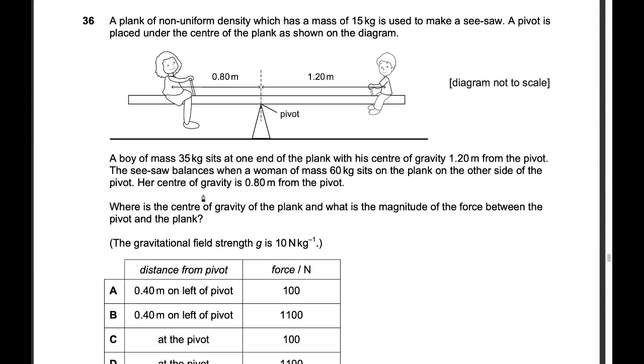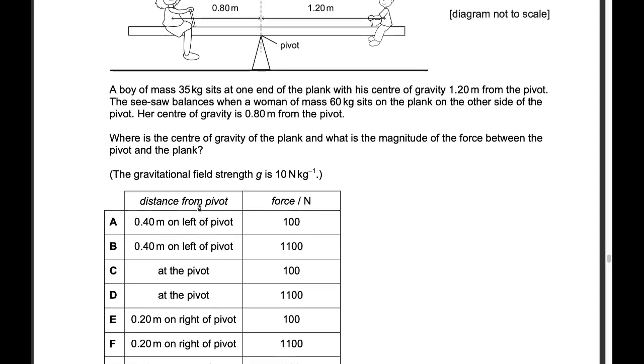Okay, a plank of non-uniform density. Non-uniform density means we don't know where the center of mass is, which has a mass of 15 kilograms, is used to make a seesaw. A pivot is placed under the center of the plank, as shown in the diagram. The boy of mass 35 kilograms sits at one end, and he is 1.2 meters from the pivot. And there's also a girl of 60 kilograms who sits on the other side. Her center of gravity is here, okay, fine.